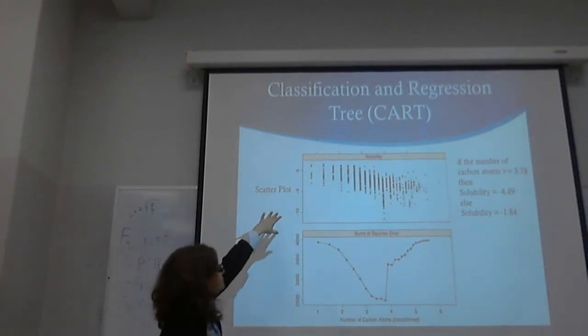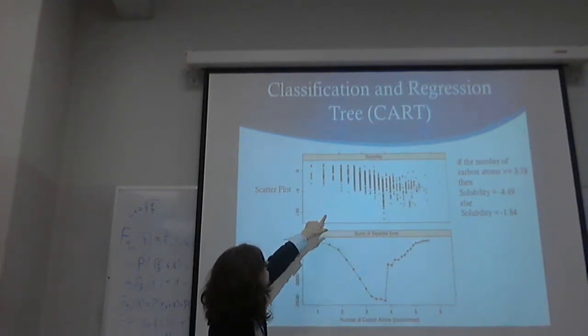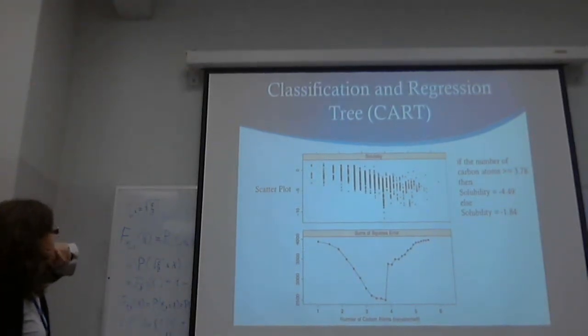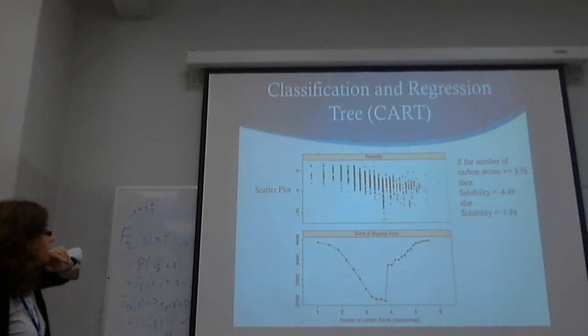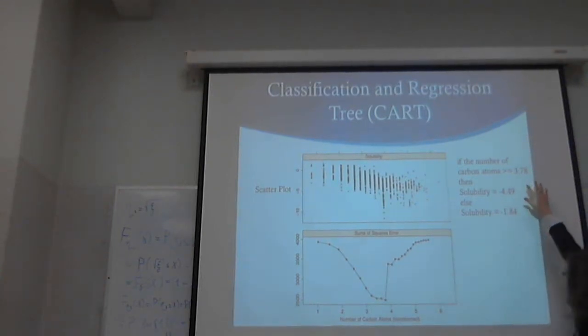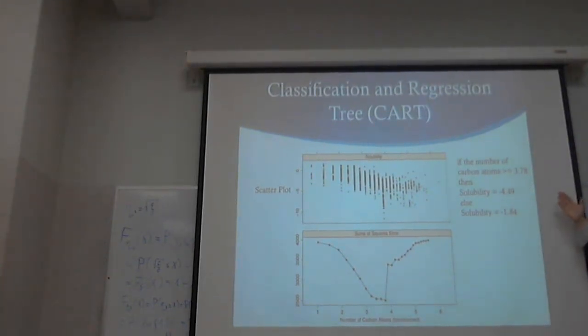For example, we see this is the dependency of solubility on the number of carbon atoms, and then you can have just a simple rule on the number of carbon atoms. This is of course normalized, right? Because the number of carbon atoms is always an integer, but when you normalize it by the number of all atoms in the molecule, you can get a non-integer value. Then you do the simple rule. So you have a split.